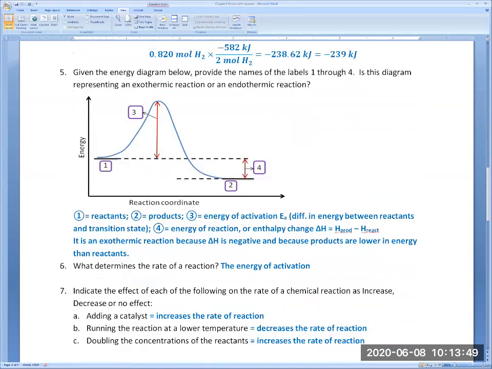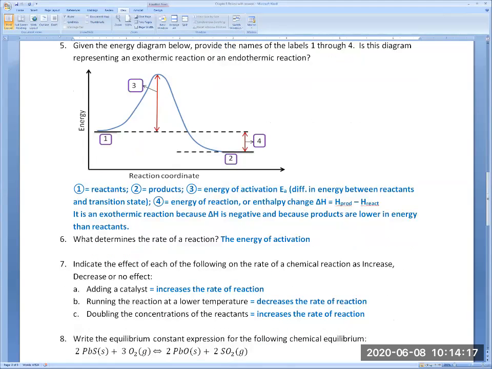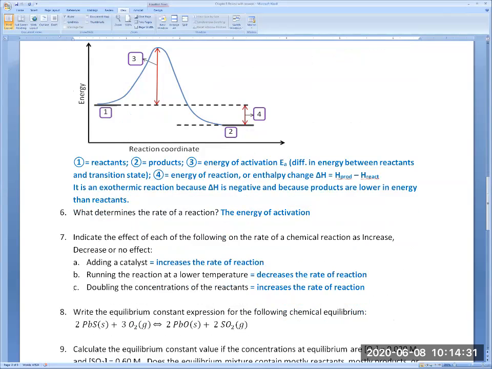And then the energy diagram: you want to be able to draw an energy diagram, and they are different if you have an exothermic reaction or an endothermic reaction. This one shows an exothermic reaction because delta H, which is enthalpy of product minus enthalpy of reactant, would be a negative value here. The difference between the energy of the reactant and the transition state is the energy of activation, and that determines the rate, the speed, of the reaction. You can increase the speed by adding a catalyst, increasing the temperature, or increasing the concentrations of reactant.